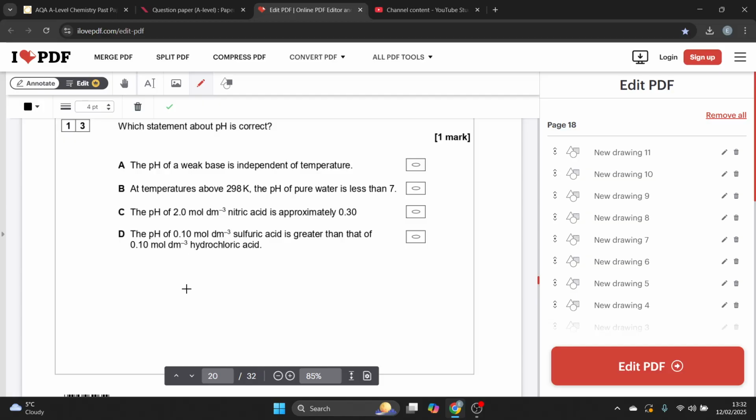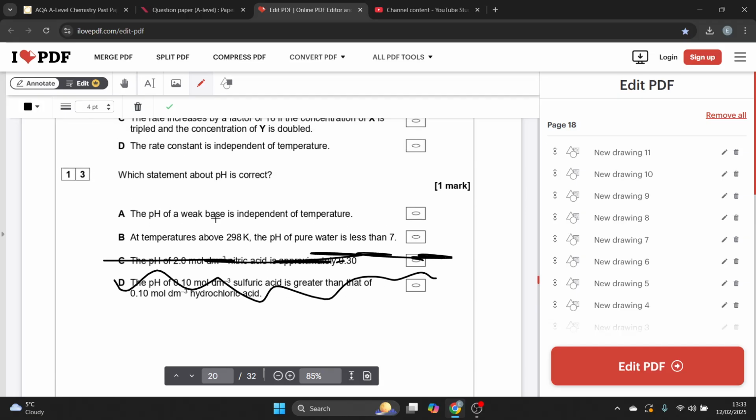So, minus log... no, it's not. It's minus 0.30. The pH of this much of sulfuric acid is greater than this much of that? Well, minus log 10 of 0.10 times 2, that's 0.70. The other one is 1. So no, because HCl is 1 and sulfuric acid is 0.70.